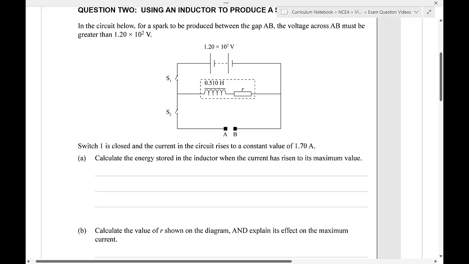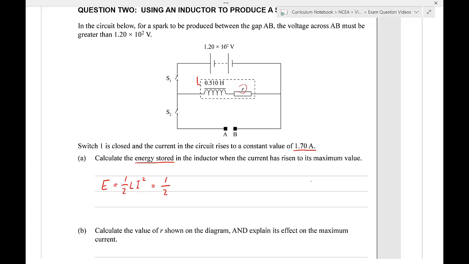Okay, what are we given here? We're given an inductance here. And it looks like the inductor also has some of its own resistance, so it's a real inductor. This is the maximum current, and we want the energy stored. So energy is equal to 1/2 Li squared for an inductor. And in this case, it's just a straightforward substitution.